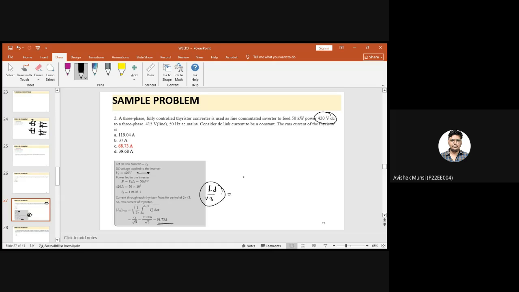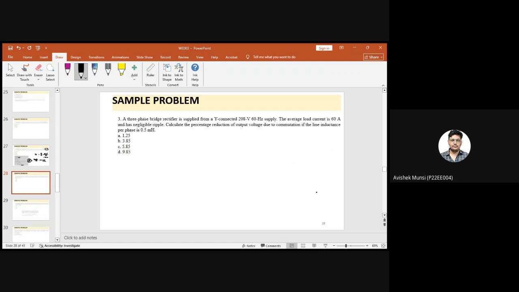So to calculate the ID, that will be PD by VD, the total power. Power is given as 50 kilowatt by VD, which is given as 420. If you put it, it will be 119.05. So 119.05 by root 3. So this is the answer. Okay. Next question. This is also a three phase. Calculate the percentage reduction. Try to answer it.